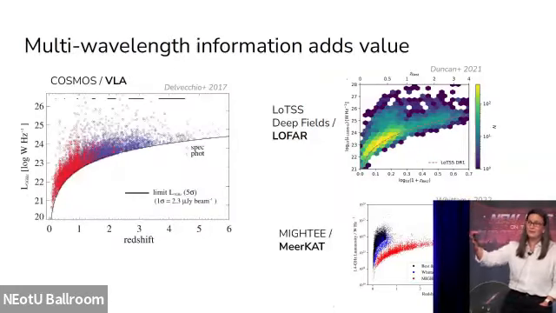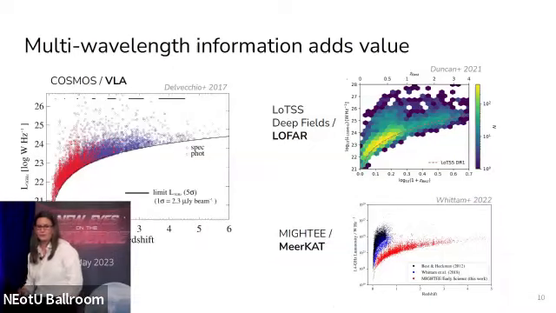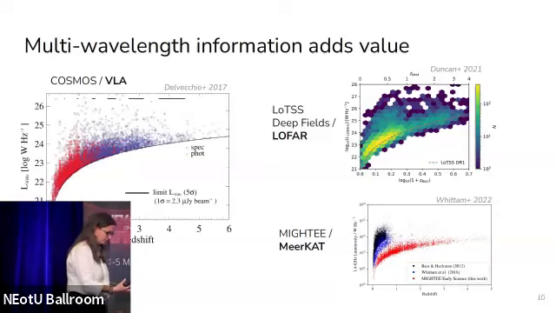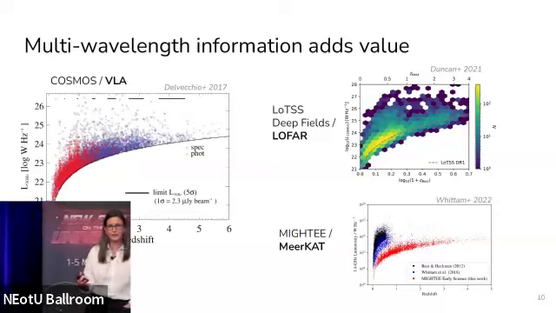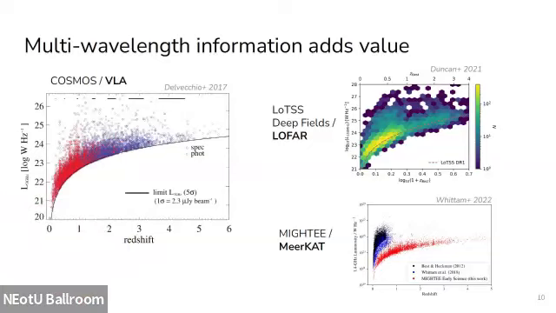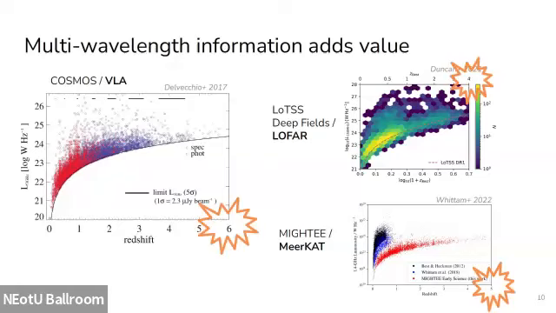Okay, if you want to do more with your radio survey, then you need multi-wavelength information to add value to it. And the Pathfinder surveys towards the SKA are really doing this very well, producing catalogs that have this value-added information. And here are just several examples: COSMOS with the VLA, the LoTSS deep fields with LOFAR, and MIGHTEE with MeerKAT. And so you can see we're starting to push out towards higher redshifts, so towards cosmic dawn, although we're reaching about maybe redshifts of 5 to 6 with these mid-area surveys.